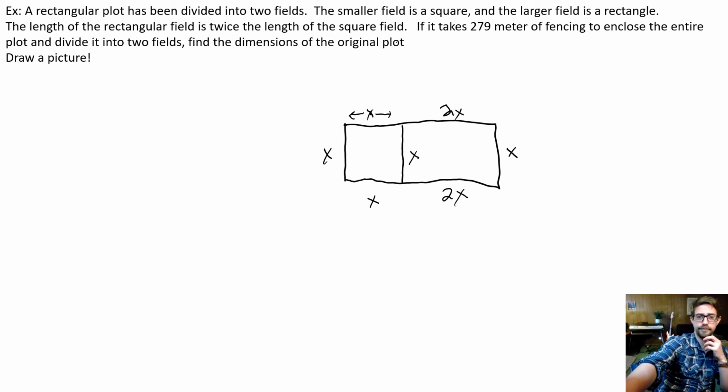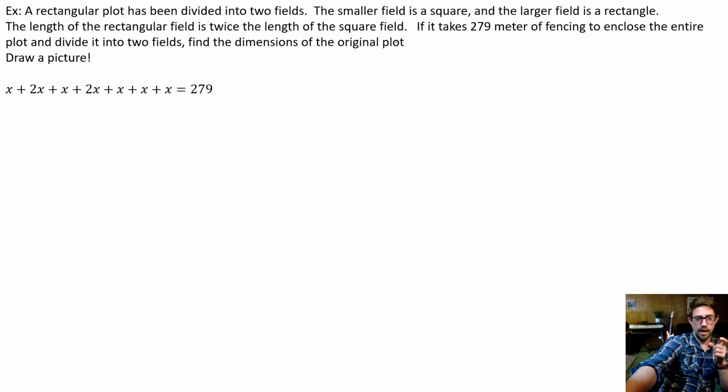Okay, so here we go. I started at that corner, went clockwise, and then threw on that extra x at the end. So x plus 2x plus x plus 2x plus x plus x plus x is 279. All right, and now's the easy and fun part. Just mash all that stuff together. So we got 1, 2, 3, 4, 5, 6, 7, 8, 9 factors of x on that left side. 9x is 279. Divide both sides by 9. x is 31.